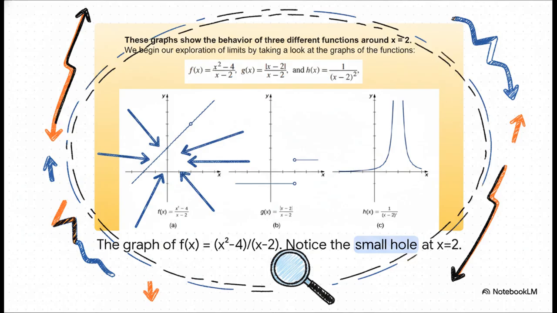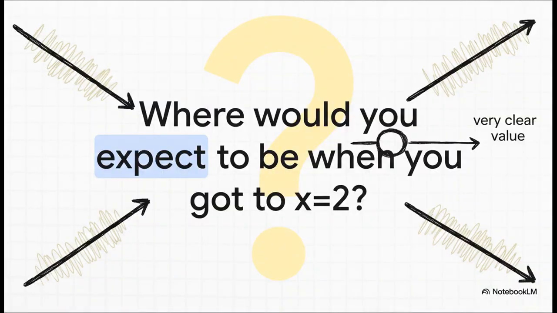Okay, let's just dive right in. Take a look at this graph. At first glance, it looks like a totally normal, simple straight line. But there's a catch. See that tiny little hole right at x equals 2? That open circle, that's our puzzle. It's telling us that the function isn't actually defined at that one exact spot. So you can't actually stand on the point where x equals 2, right?